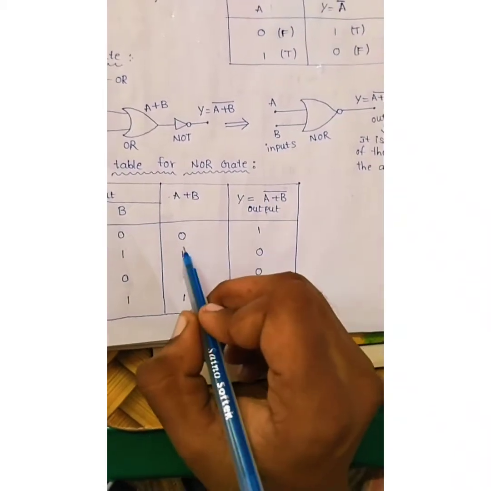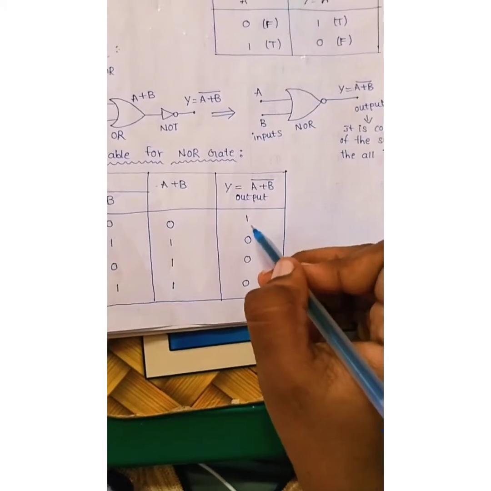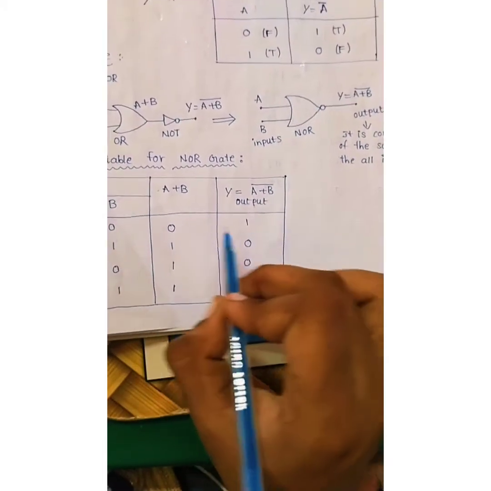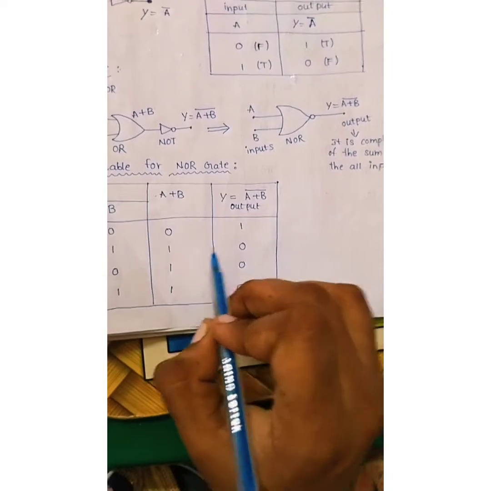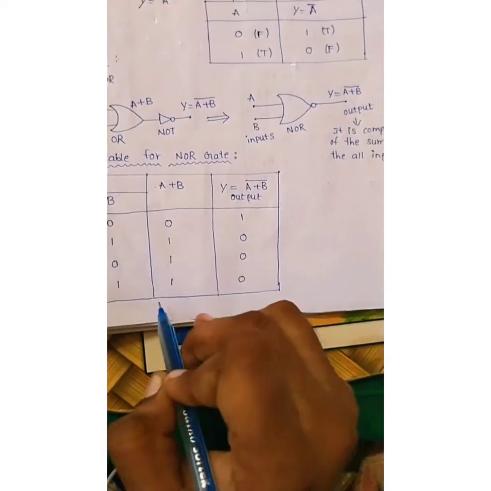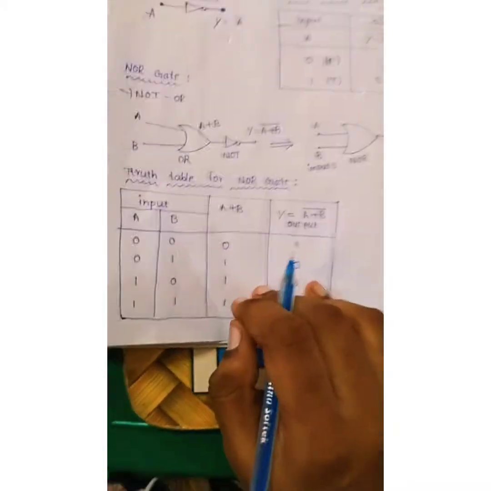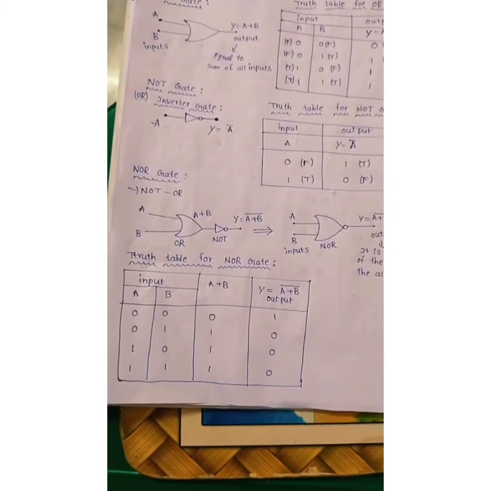Here A plus B is taken as 0 and the output A plus B bar comes to 1. Here we take 0 and it comes 1. Here it's a 1, the output is 0. Here the input is 1, it comes 0 output. We take the 1 and it comes 0. So this is the NOR gate.